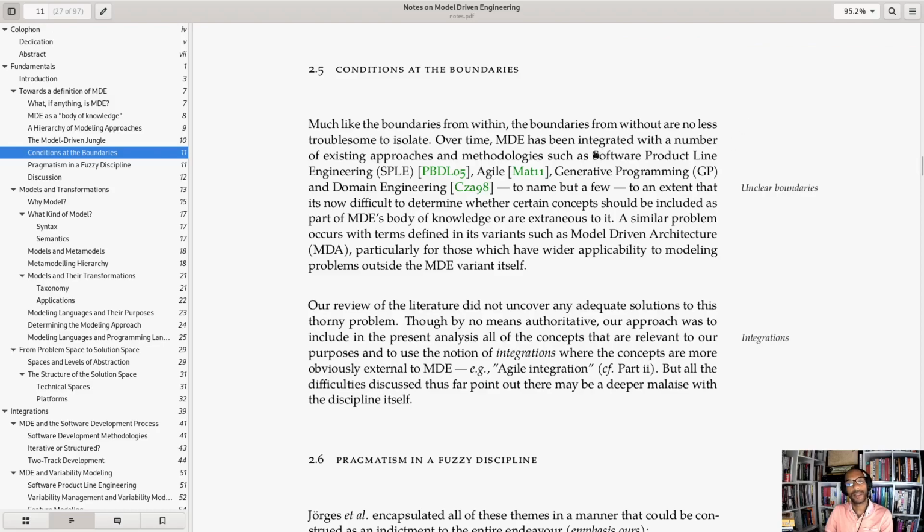But it turns out there's a whole discipline called software product line engineering, which has spent a lot of time talking about product lines. And a lot of the concepts that they've created are very interesting in terms of model-driven engineering. But because they didn't use the same terminology, there's a mapping exercise required in order to get the two to work together. And like that, there's many others, such as generative programming, domain engineering, and so on.